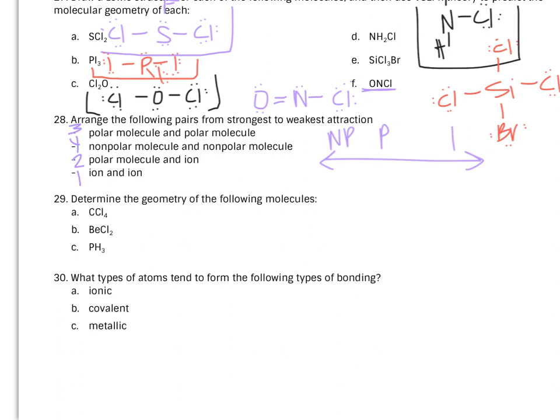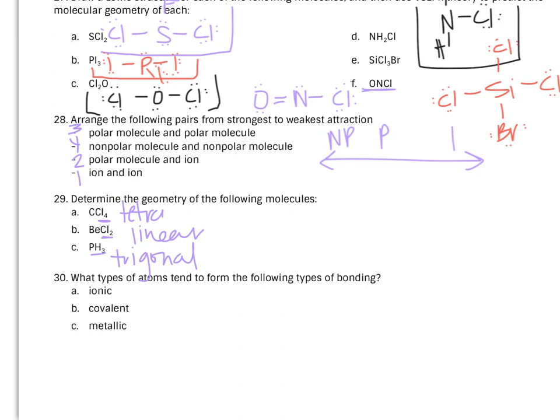Number 29 wants you to determine the geometry of the following molecules. Since there are 4 here, we know it's going to be tetrahedral. Since there are only 2 here, it's going to be linear. And since there are 3, trigonal. You didn't even have to draw them. I just wanted you to be able to identify them.